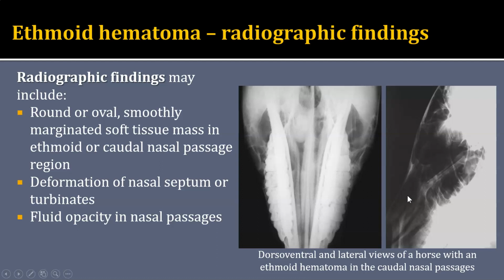On the lateral view, usually the ethmoid hematomas will be more dorsal, in the area of where the ethmoid turbinates are, which are superimposed over the bony orbit. But in this patient, it's a little bit more ventral in the caudal nasal passage, and it is this soft tissue mass here. And then oftentimes you might see associated fluid opacity in the nasal passages.